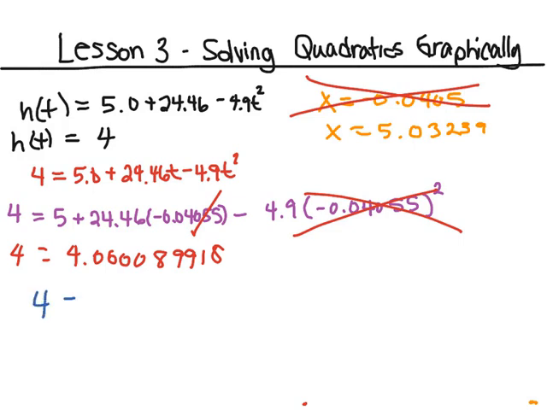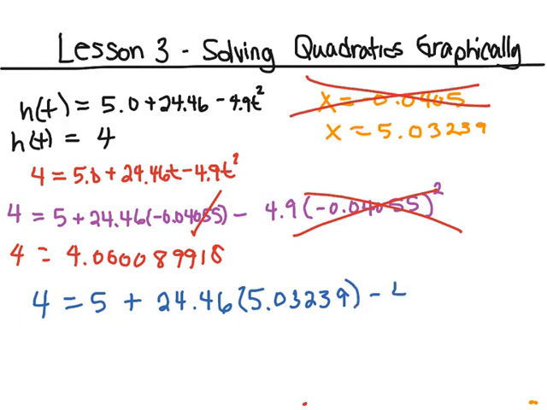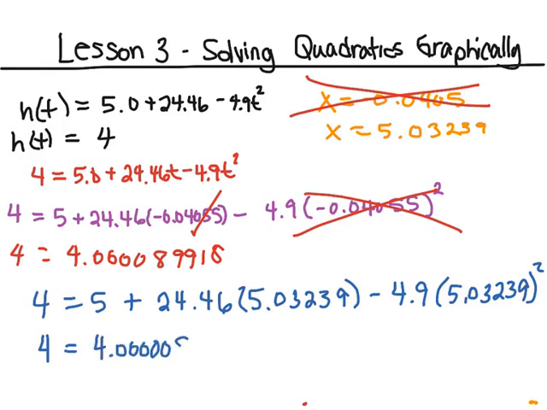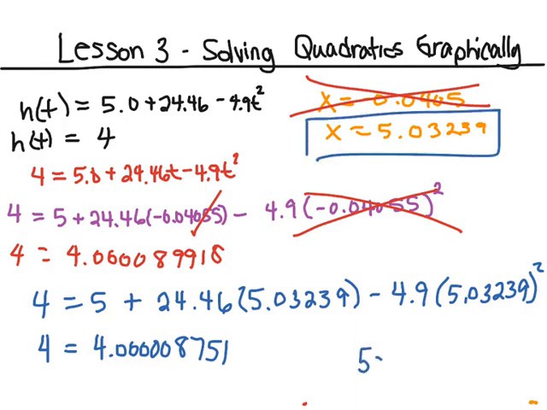So 4 is equal to 5 plus 24.46 times 5.03239 minus 4.9 times 5.03239 squared. Type this into your calculator, and you should get 4.000008751. So really close to 4. So we know that the skier holds his position for about 5 seconds.